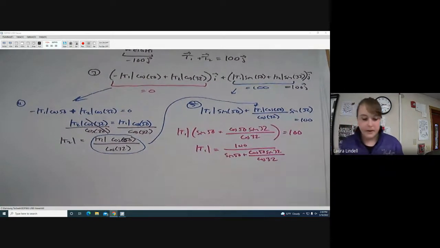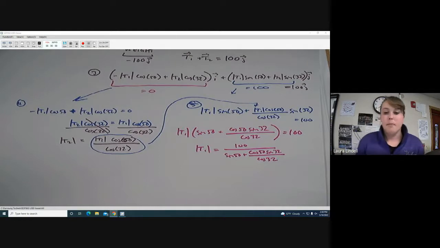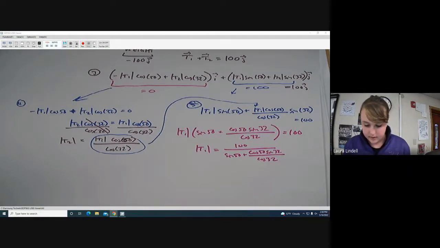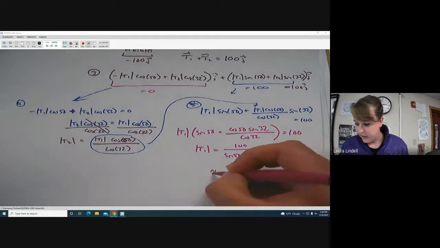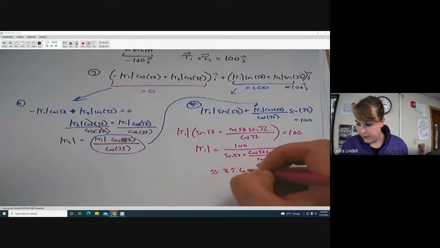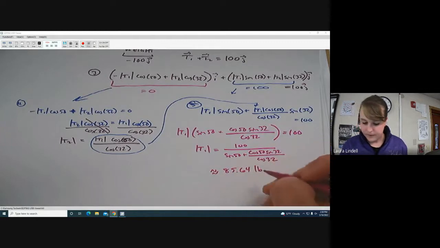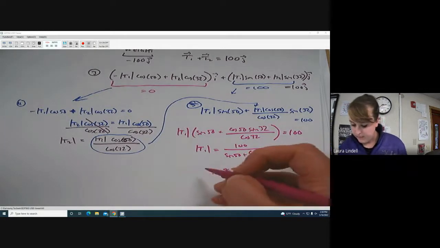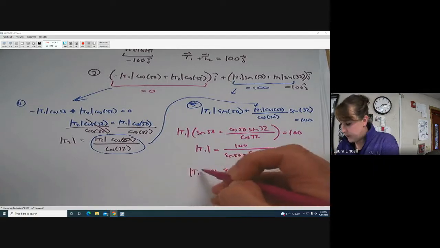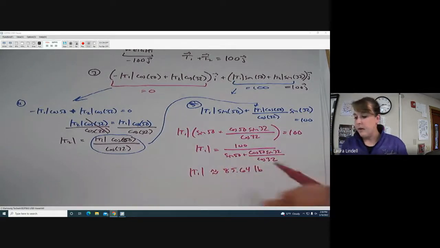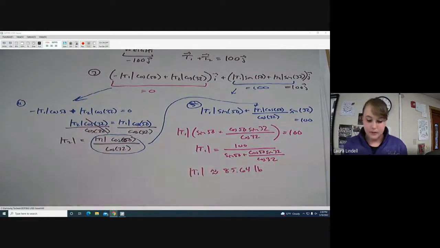And now we want to type that into the calculator. Don't forget to make sure your calculator's in degree mode. I know for calculus, we mostly leave it in radian mode, but this one does give us the angles in degrees, so double check. If we type all of this into the calculator, we should get approximately 85.64 pounds for T1. And then we would take this and plug it back in over here to figure out what T2 is.